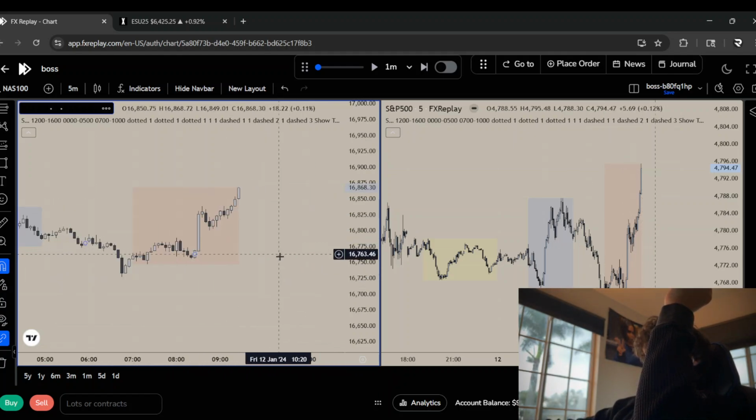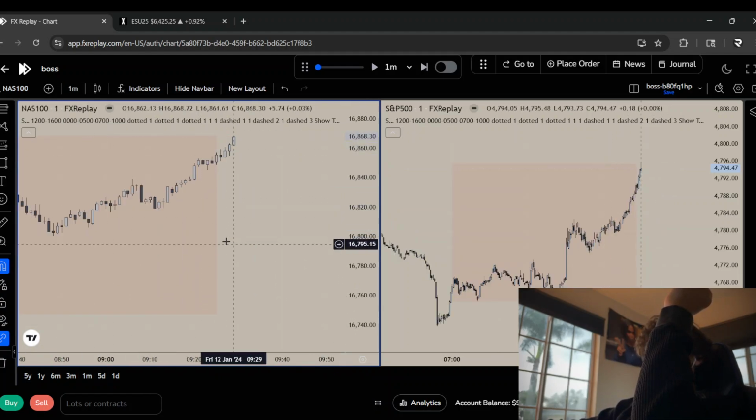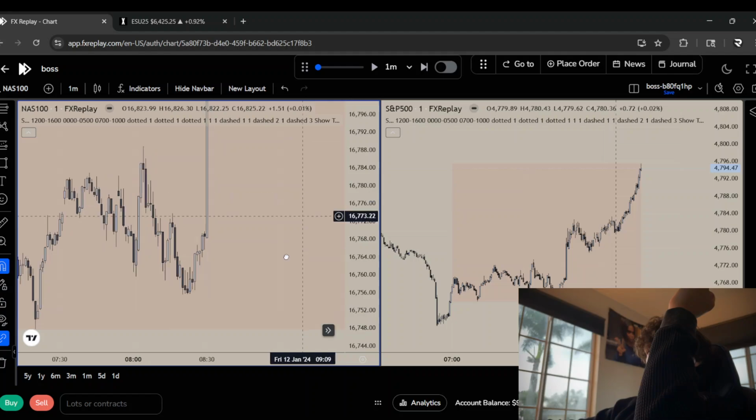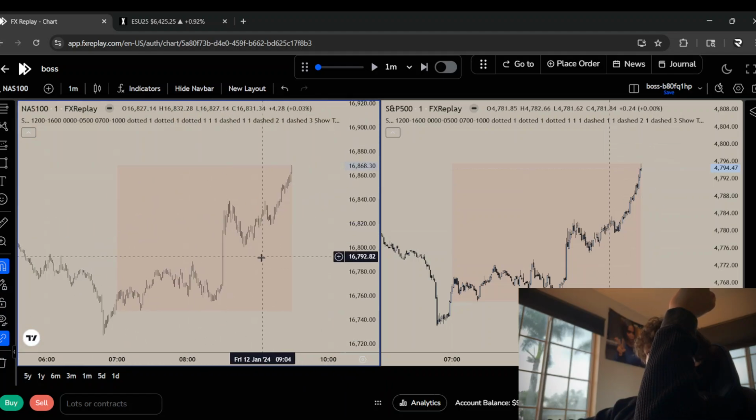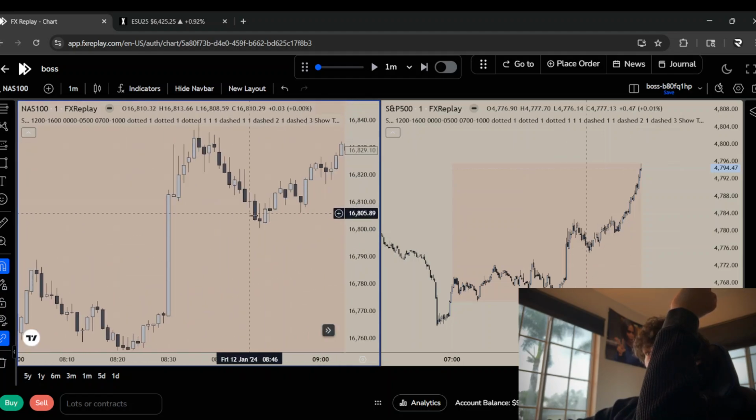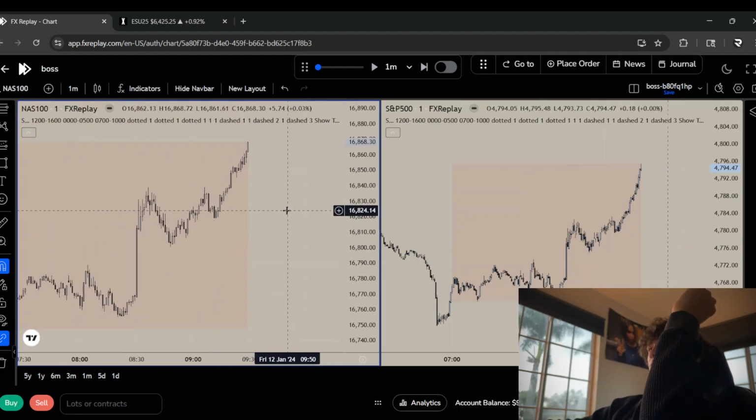Alright, 9:30, market opens. Very, very, very, very bullish. All gaps are filled. So if you run the chart, right here you could have entered and already been done.